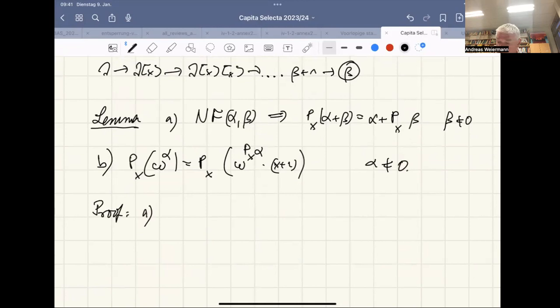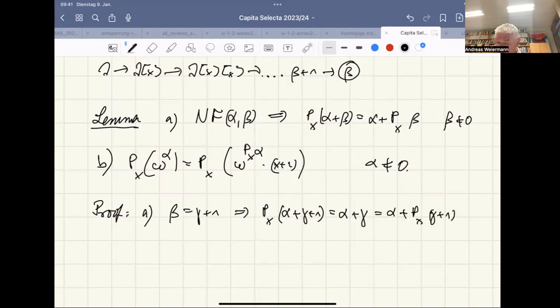Proof of A, well, what could happen? Beta could have the form of gamma plus 1. Then Px of alpha plus gamma plus 1. Well, this is a successor, so it's alpha plus gamma. And this is the same as alpha plus the predecessor of gamma plus 1. So this is trivial. And second, if beta is a limit, then we have that normal form applies to alpha and beta of x.